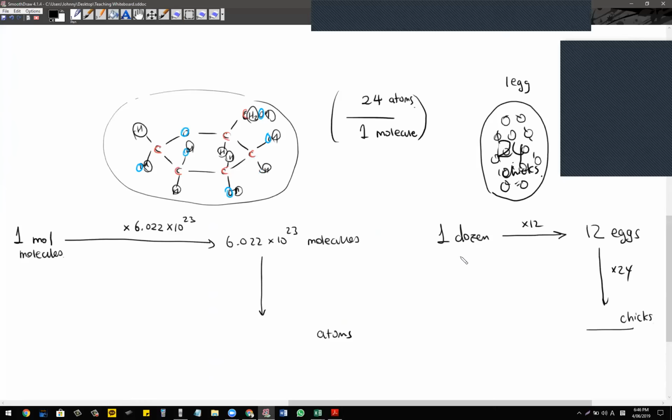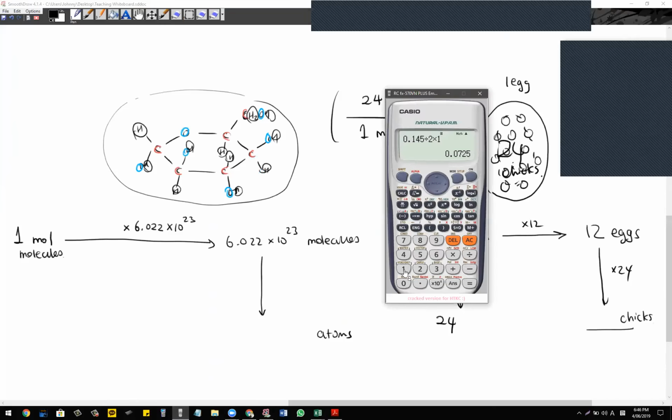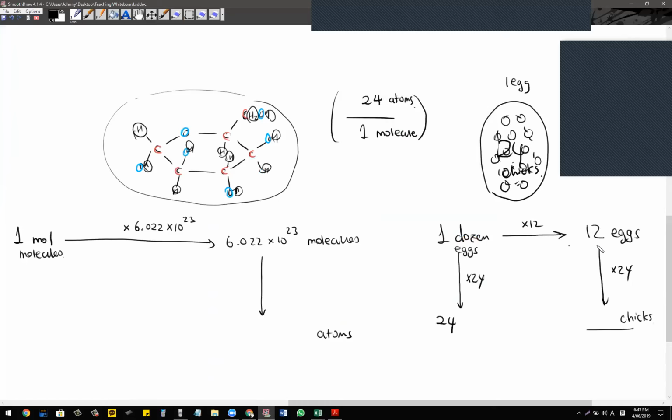But I can go another way. I can just times it by, I have 1 dozen eggs, but then I times it by 24. Then I have 24. In this case, it is a little bit difficult to understand. You have 24. By the way, let's figure this one. 12 times by 24. That's 288, right? You have 288 chicks. If I times 1 dozen eggs by 24, what I get is 24.